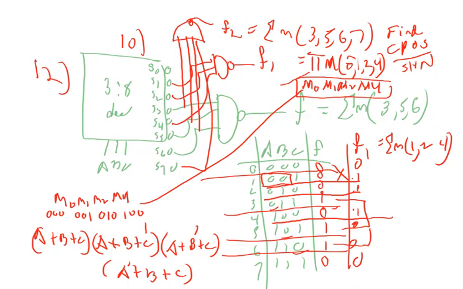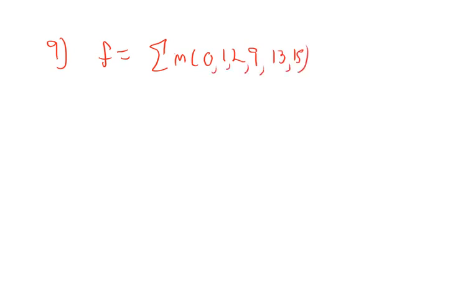Okay. I'm going to try one with don't cares. So we'll try a minimum sum of products form given question 9, which says that F is equal to sigma M of 0, 1, 2, 9, 13, 15, sigma delta 4, 5, 11.